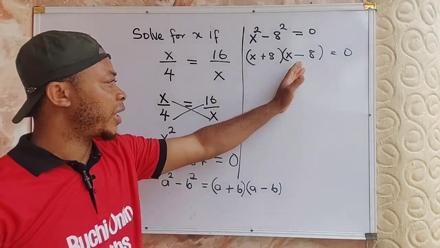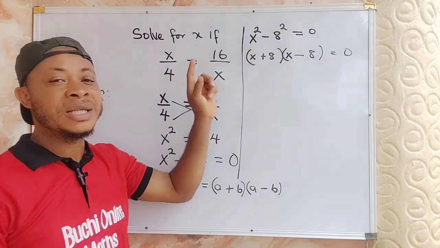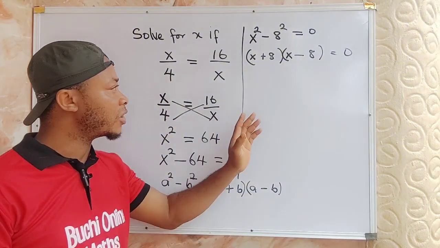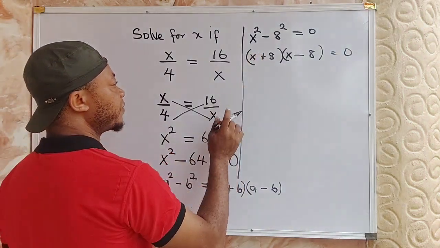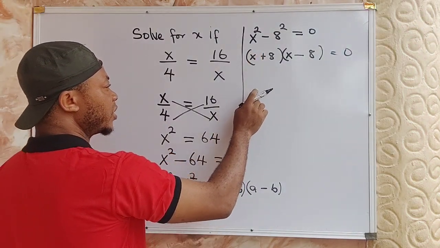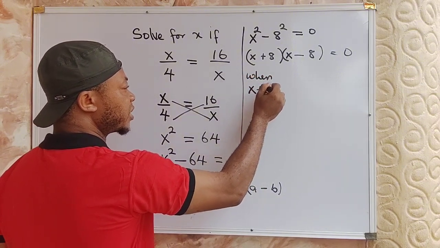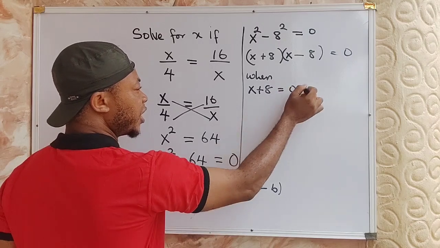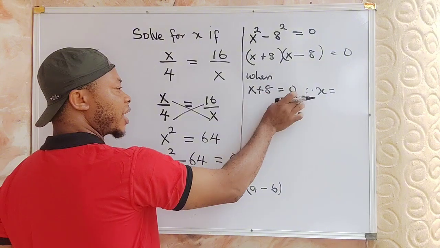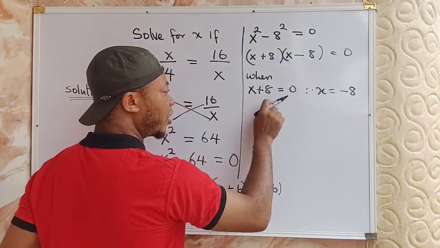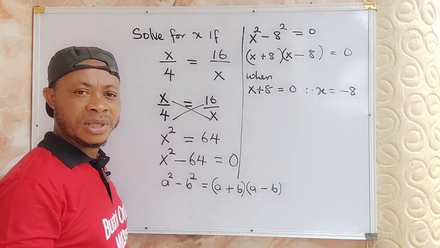Now, we have two brackets that are equal to 0. That means each of these two brackets is actually equal to 0. So we are going to consider them when each of them is equal to 0. So let's consider the first bracket when it is equal to 0. So we say when x plus 8 equal to 0, therefore x will be what? Move plus 8 to the right, it will change to minus 8. Or you can subtract 8 from both sides of the equation. You will still get minus 8.